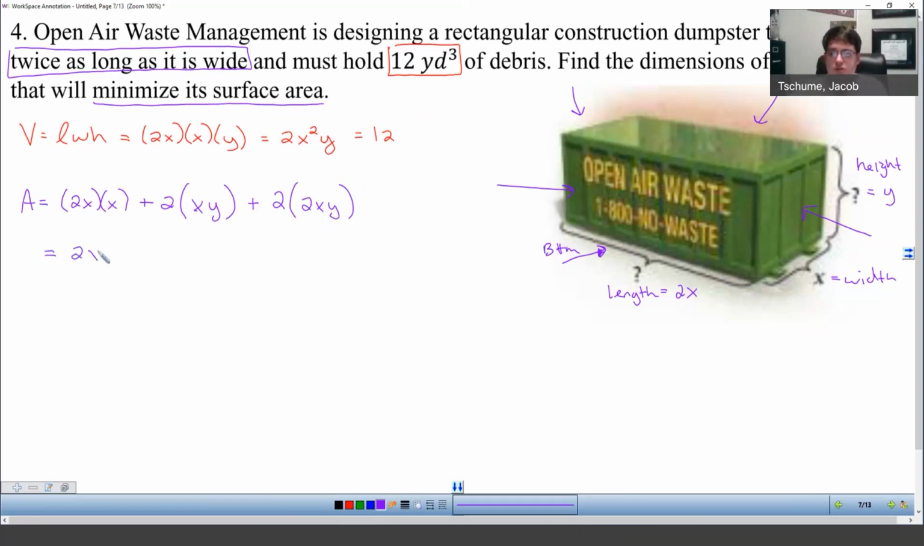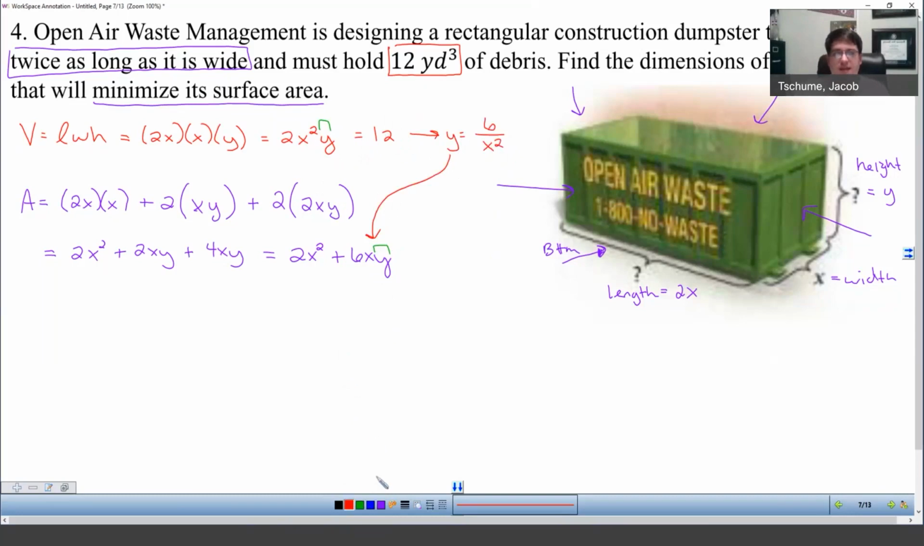If I were to clean this up, this would be 2x squared plus 2xy plus 4xy, which then combines into 2x squared plus 6xy. This is my surface area formula that I need to minimize. But the same issue we had earlier is that I can't use this y that's in my final formula. If I take the volume formula, though, up here in red, I could solve for that y and then substitute it in. So from this formula, if I were to solve for y, dividing both sides by 2x squared and simplifying would give me a y expression of y equals 6 divided by x squared.